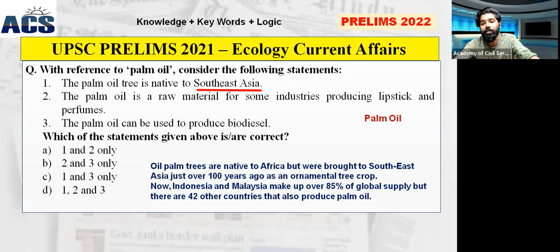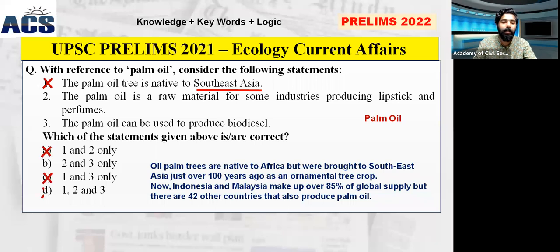It is native only to Africa, not Southeast Asia, but it was brought from Africa to Southeast Asia over 100 years ago, and now Indonesia and Malaysia, which are part of Southeast Asia, make up 85% of the global supply of the oil palm industry. So in this particular statement, UPSC made a wrong statement by replacing Africa, the native region, with Southeast Asia. Because of that, the first statement went wrong, and by eliminating option 1 we will get the answer.